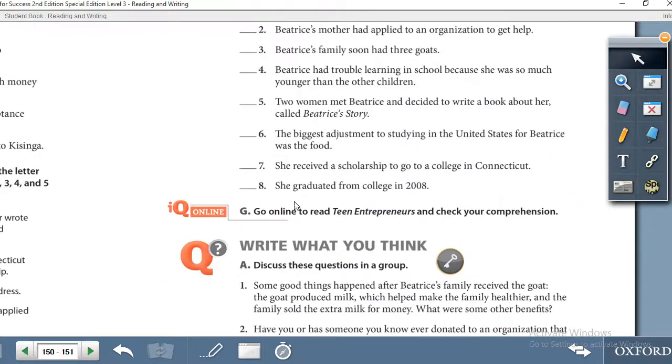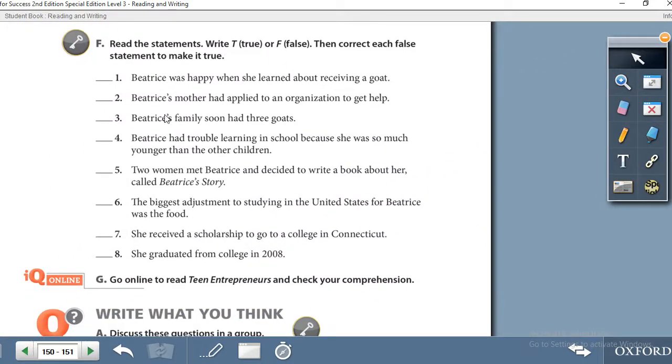Let us now turn over to page 151. Exercise F. Read the statements, write T for true or F for false, then correct each false statement to make it true. So this is a simple true and false exercise, where if you feel the statement is true, you will write T. If you feel it is false, you will write F. If you feel the statement is false and you write F, you have to correct each false statement. You have to write the correct answer either next to it or on this side, it doesn't matter, but you have to correct each false statement.